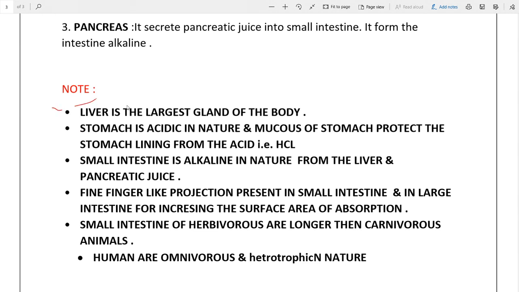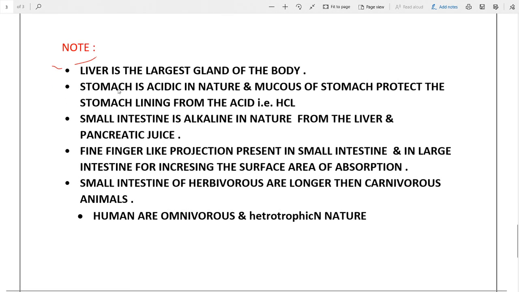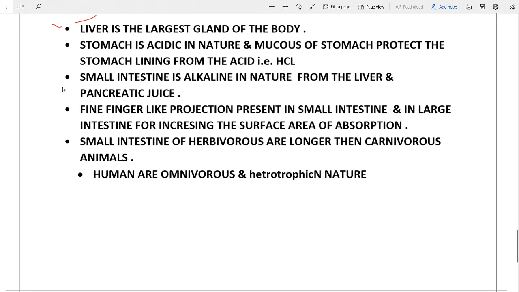Then some important notes are there. You can write down this note and these points. First is liver. Liver is the largest gland of the body. Stomach is acidic in nature, and to protect from this acid HCl, linings, mucus are there. Mucus cells are there to protect the lining of the stomach. Then the small intestine is alkaline in nature because of liver and pancreatic juice. Basically, pancreatic juice is more responsible for the alkaline nature.